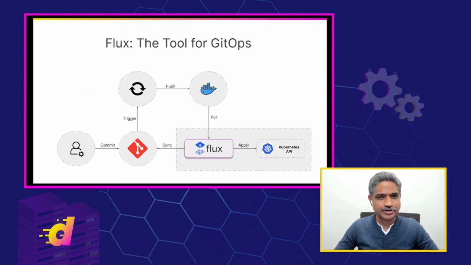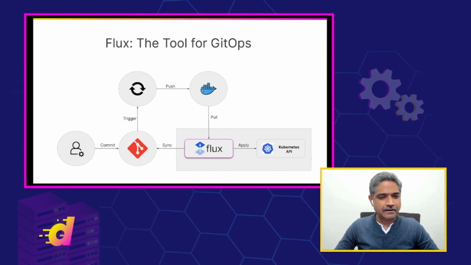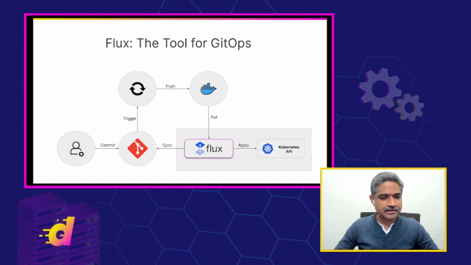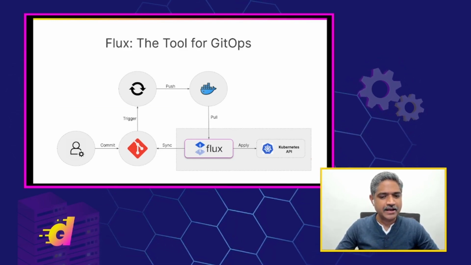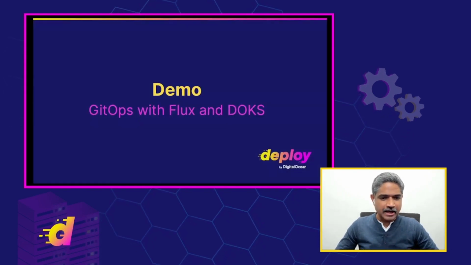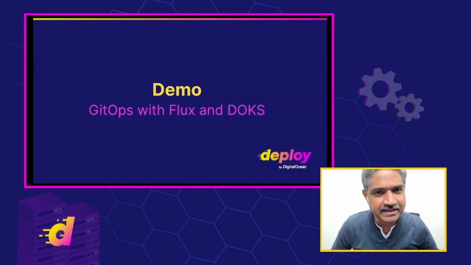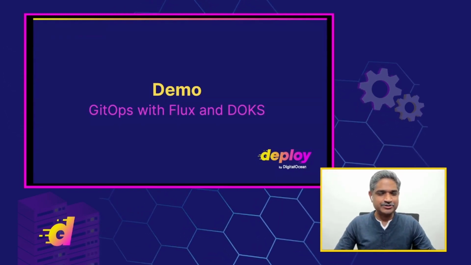The Flux agent is going to live inside the cluster, and it is going to be listening or polling the centralized Git repo. And as soon as there is a new build, a new commit, it pulls the image and applies that to the Kubernetes cluster. So that is the basic conceptual understanding or the background that you need to know about GitOps.